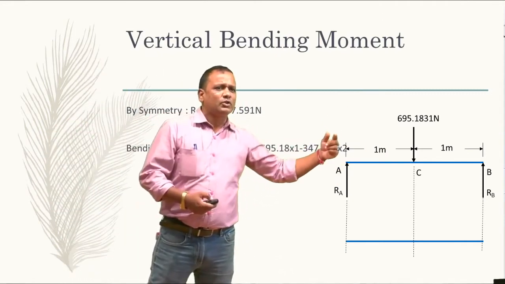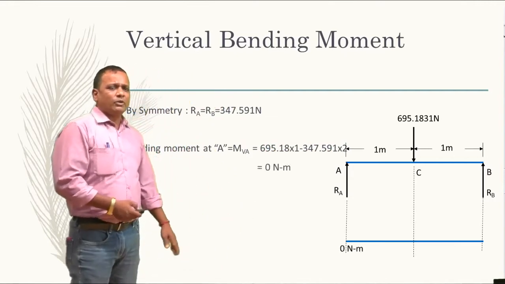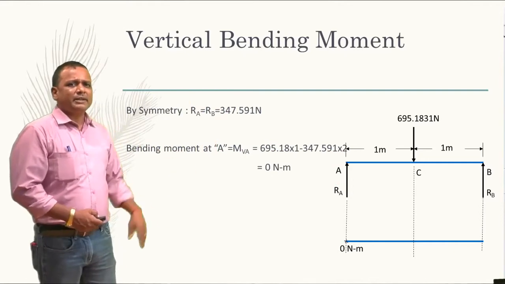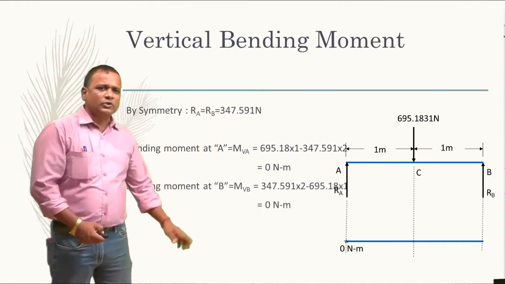Then again into 2 is what I have mentioned over here. So the value would be 0. That's what I have been mentioning over here, 0. Then next, the bending moment at B would be similar, it would also be 0.